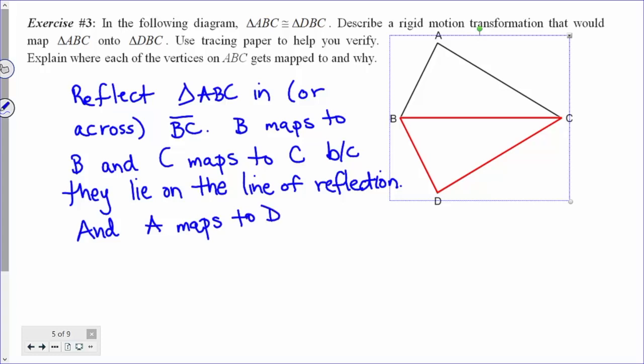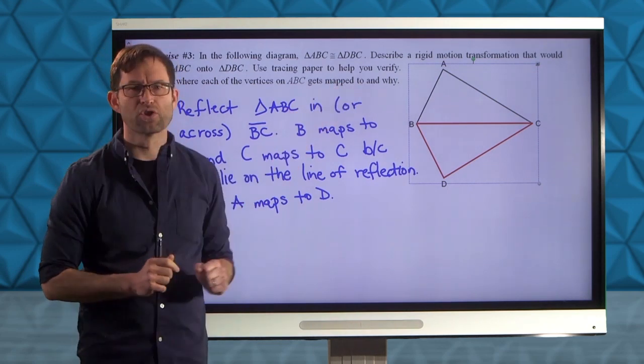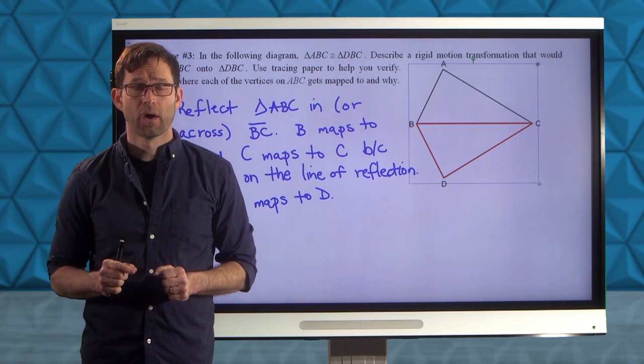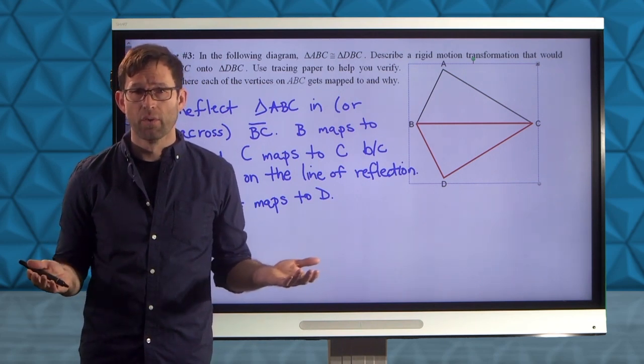A maps to D. All right. Now, the question says, and this is maybe a little bit premature, why? Why does A map to D? Now, partly it maps to D because the two triangles are congruent.